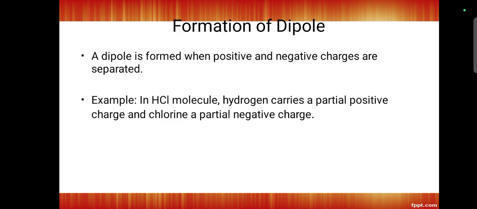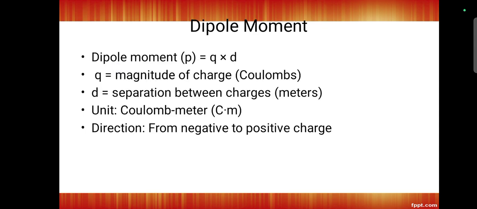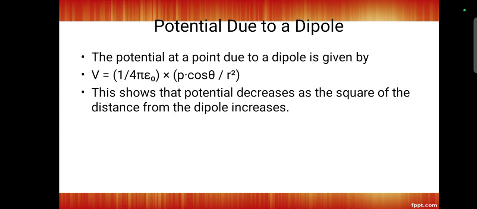So how is the dipole formed? A dipole is formed when positive and negative charges are separated. At that time the dipole is formed. Dipole moment is measured as P equal to q into d. q is the magnitude of charges and d is the separation between charges in meters. The unit of dipole moment is coulomb meter, and the direction is from negative to positive charge.